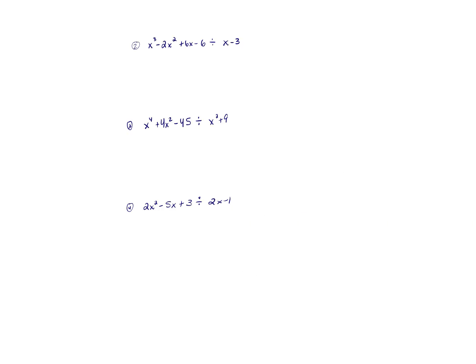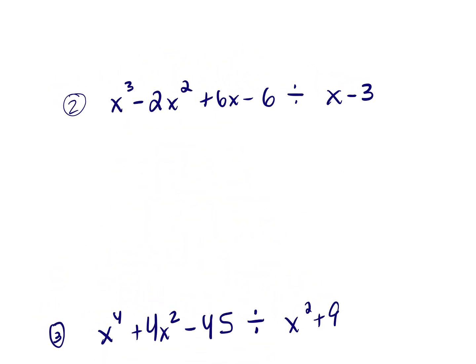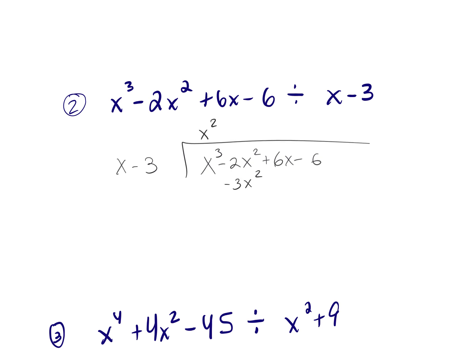So here we have a few examples. We have x cubed minus 2x squared plus 6x minus 6 divided by x minus 3. So I'm going to go ahead and write that in to be able to divide it, and I'm going to divide it by x minus 3. So what I'm going to do is get that x to equal x cubed. So I'm going to do x squared. So it's going to be negative 3x squared and then x cubed. Since I am subtracting everything, this becomes negative, this becomes positive.